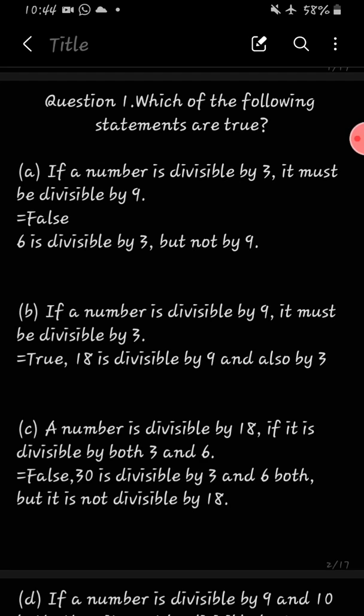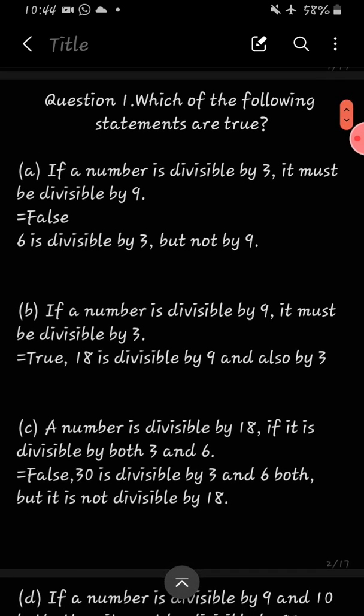C: A number is divisible by 18 if it is divisible by both 3 and 6. It is false. Suppose we take an example like 30. 30 is divisible by both 3 and 6: 3 into 10 is equal to 30 and 6 into 5 is equal to 30. But 30 is not divisible by 18. So it is false.